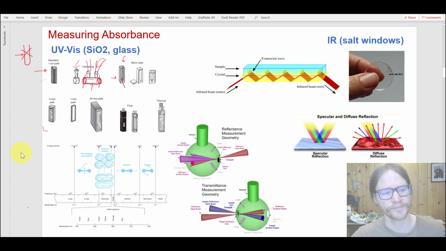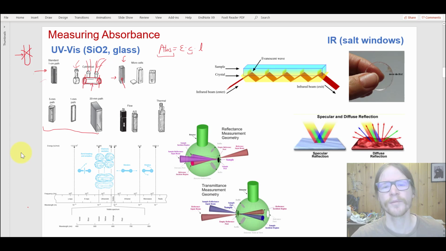You can see that the path length, of course, in Beer's law is linear with absorbance, and so in certain cases you may be measuring really small concentrations of stuff, in which case the absorbance may be sort of non-detectable above the blank.